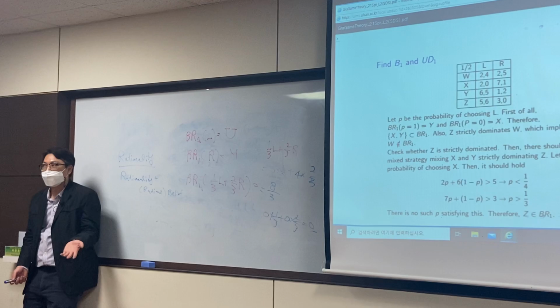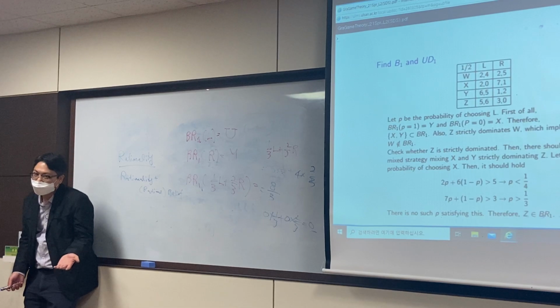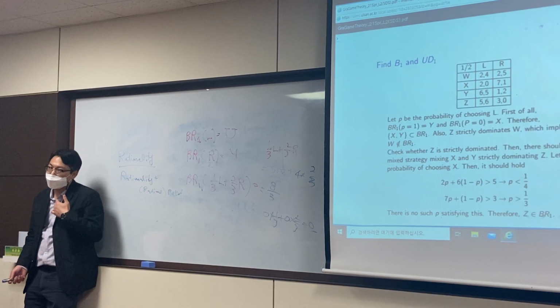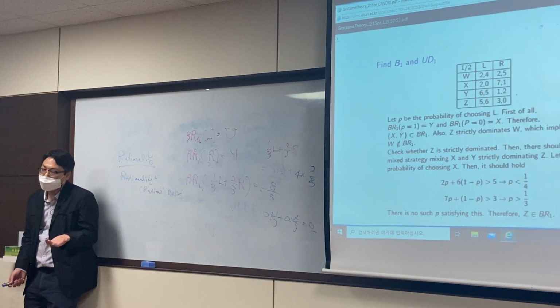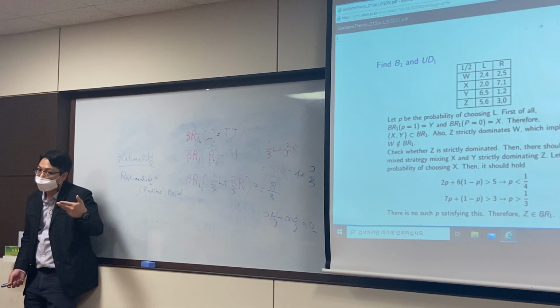If I have a very weird belief, then I may choose something wrong. But if I have a rational belief, then probably I won't choose a never best response, because there is no belief that can rationalize my never best response strategy. Does that make sense?